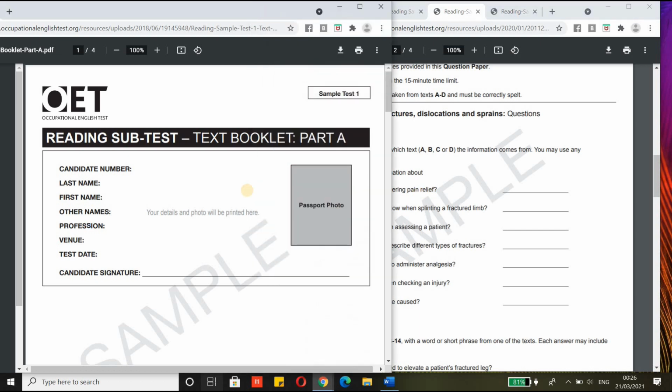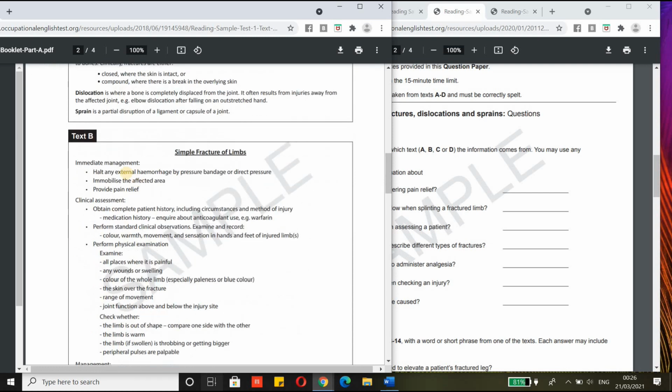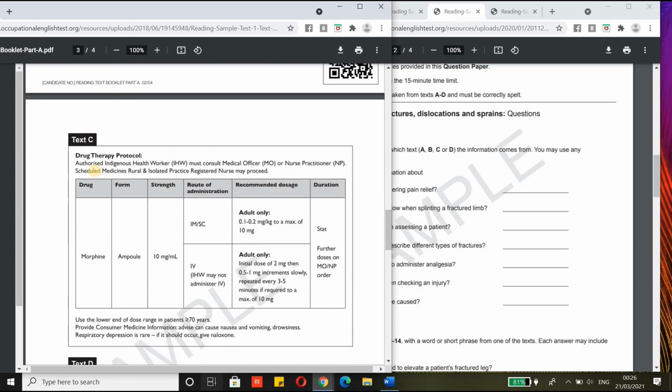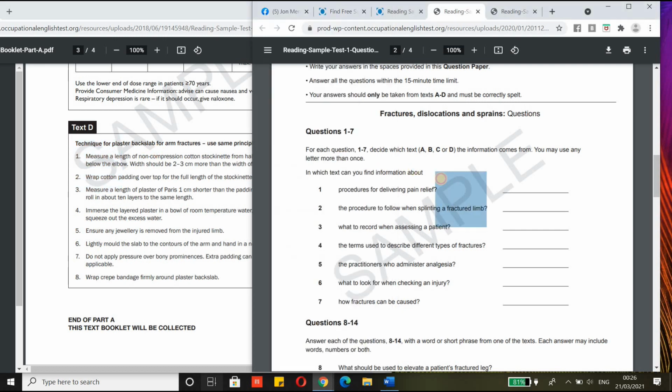On your left you have your text booklet. So let's do the skimming. Okay, skimming. This is the topic. Text A is more on fractures, dislocation, and sprain definition and types, as we can see here. Text B is more on management and assessment, physical examination. Text C, we can see drug, morphine, and dosages, more on medications. And text D is all about technique for plastering back slabs, so more on plastering procedure, I think.